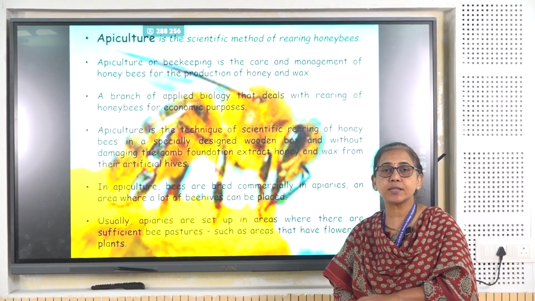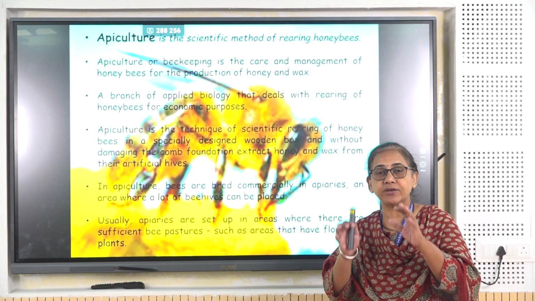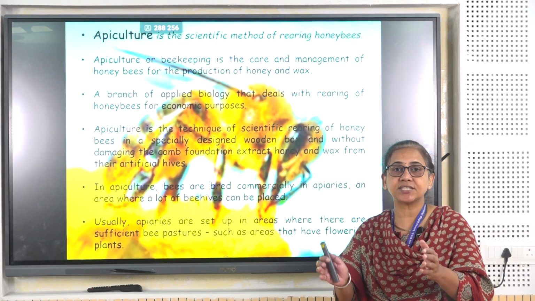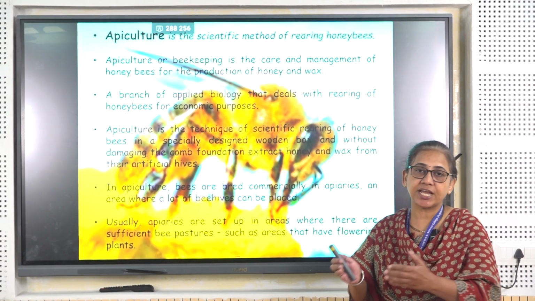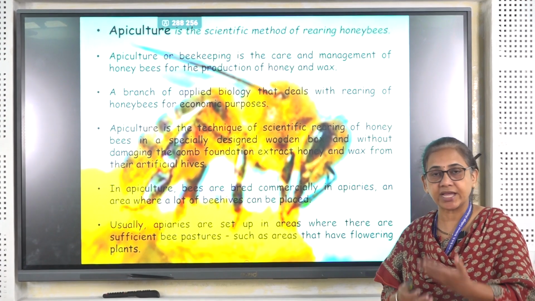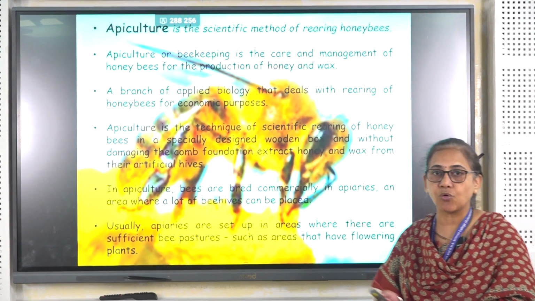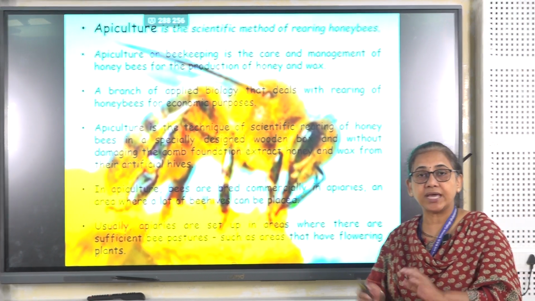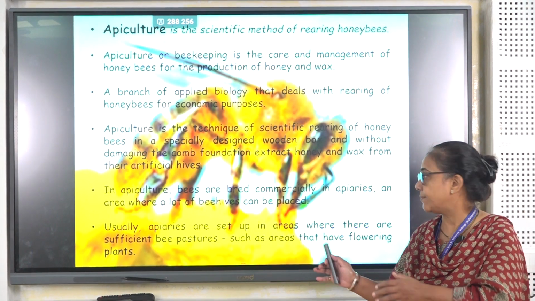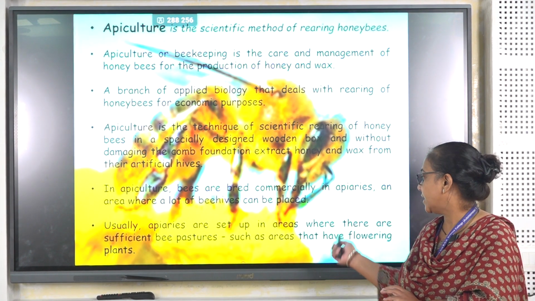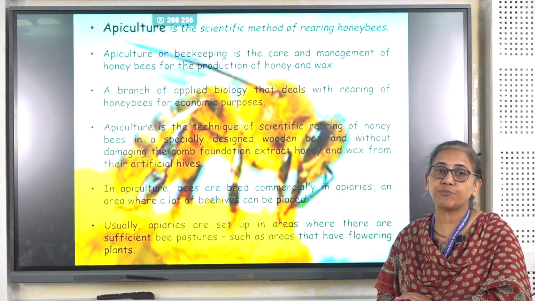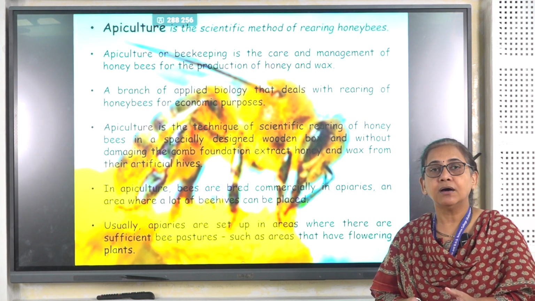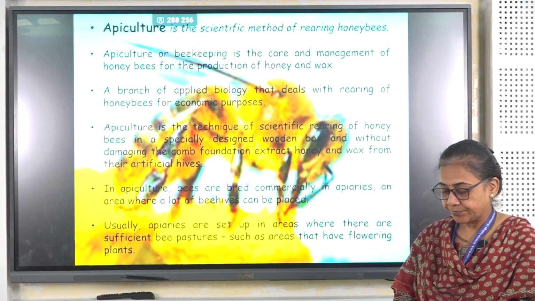In natural cases the bees will go onto the trees and build their own comb. Here we give them ready-made boxes where they can collect their honey and wax, which can be utilized later, or we can extract it without damaging the honeybees or the comb itself. In apiculture, the bees are bred commercially in the apiary, an area where we can set up our apiculture setup. Apiaries are set up in areas with sufficient pastures, that is flowering plants, because bees mainly feed on the nectar they collect from the flowers.